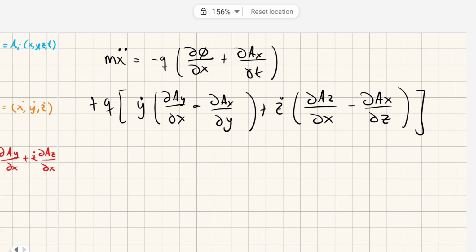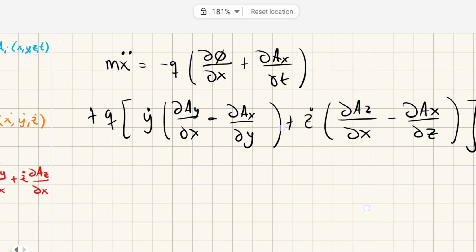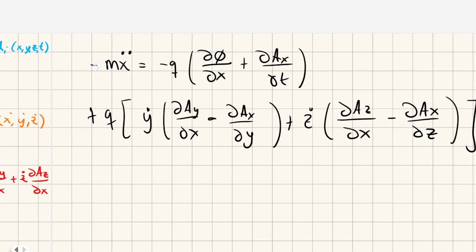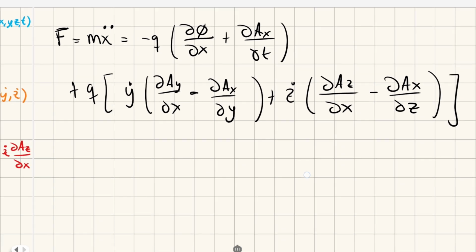Okay, and as you can see, here we have m x double dot, which is known as the net or the total force on the particle, the mass times the acceleration. So this is giving us the equation of motion corresponding to that Lagrangian. And here comes the interesting thing.